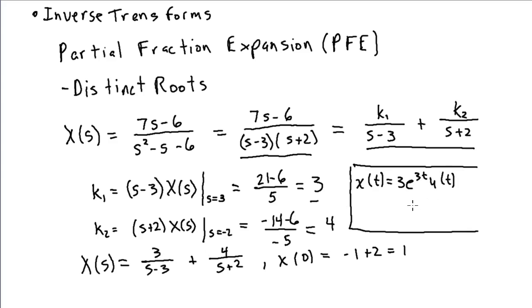And then I'm going to have plus 4 e to the minus 2t u of t, corresponding to this second term. So this would be the corresponding inverse Laplace transform of this original function.